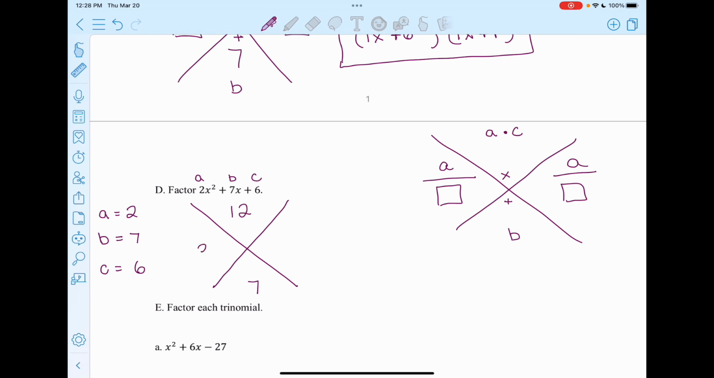How about 3 and 4? 3 times 4 is 12, and 3 plus 4 equals 7. So 3 and 4 are my values. The next step is to put my a value on top. So this time my a value is 2.